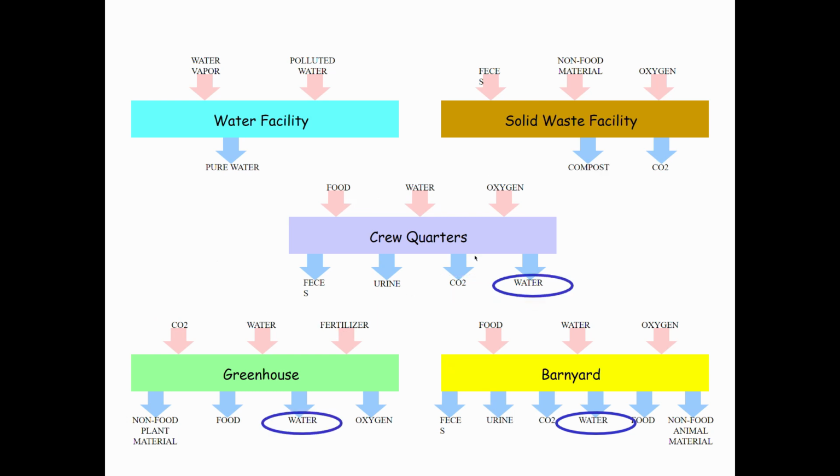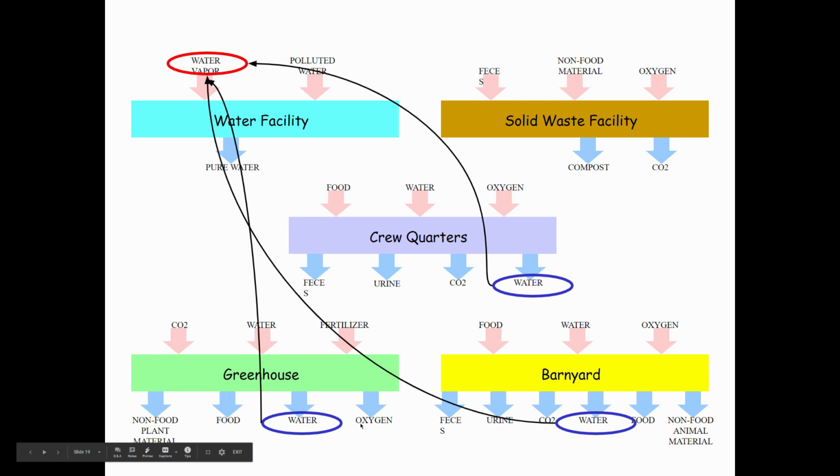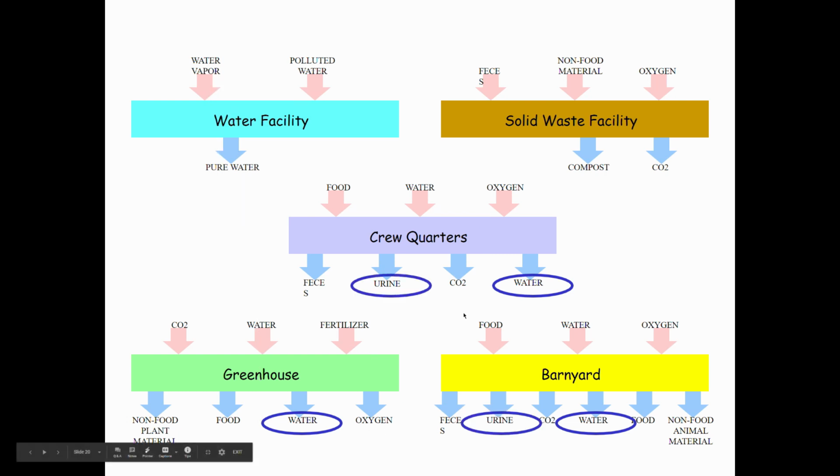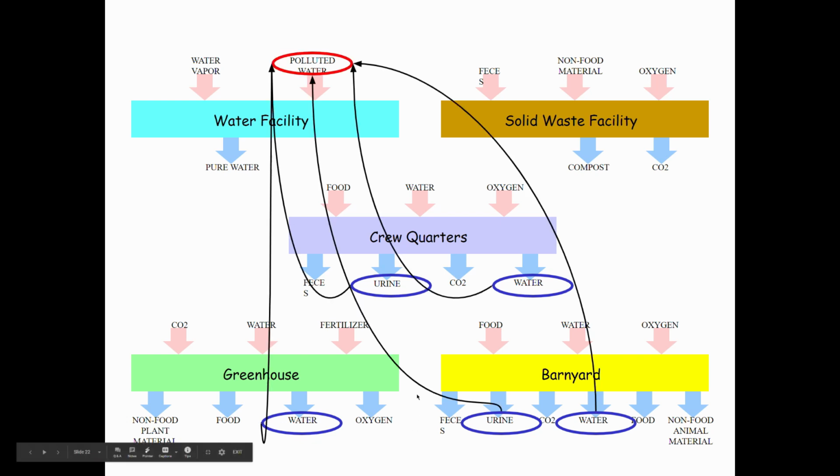So that's gases. Now let's look at water. The crew, the greenhouse, and the barnyard are all going to produce some amount of dirty water. This is something that I called gray water before. It's also the stuff that gets breathed out, because you may not know this, but one way that you lose water is just by exhaling. That water vapor needs to get collected, as well as all of the dirty water, so the urine from the people and the animals, which also needs to be sent to the water facility.